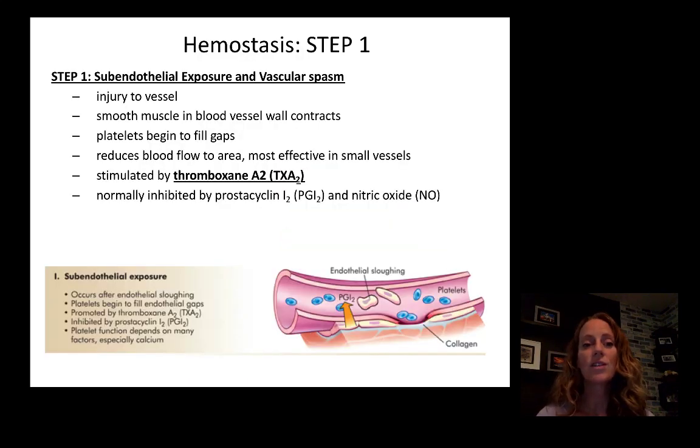So first, there's an injury to the vessel. So there's some kind of exposure of the subendothelial layer. This is the layer just under the endothelium. This causes the smooth muscle in the blood vessel wall to contract. Platelets can then begin to fill the gaps. This contraction or vascular spasm will reduce the blood flow to the area and will be most effective in small vessels, not so much in the large vessels. It's stimulated by thromboxane A2, and it's inhibited by prostacyclin and nitric oxide.